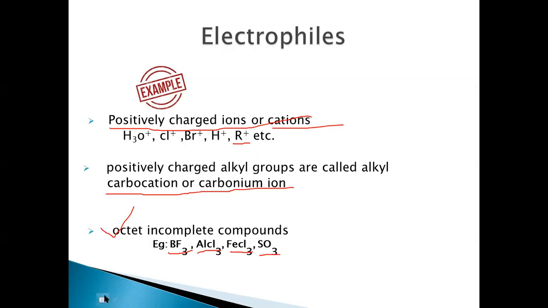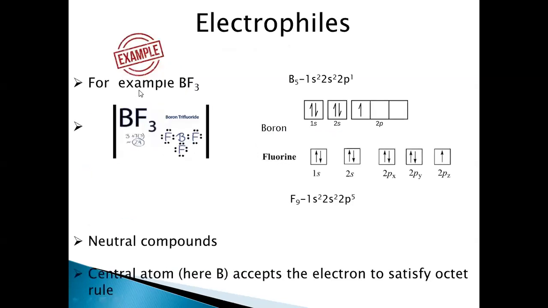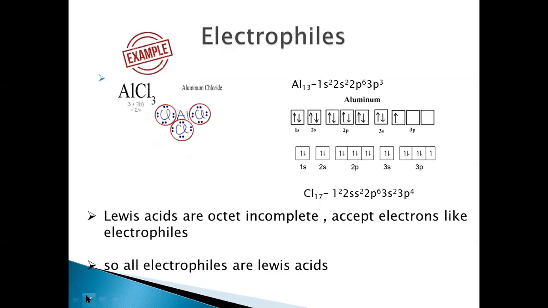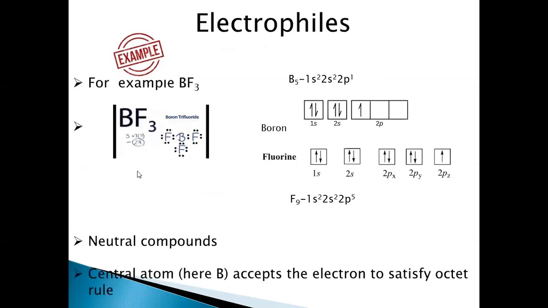So now let's discuss neutral compounds like BF3. This BF3, boron trifluoride: when you look at the electronic configuration of boron, its atomic number is 5. So the electronic configuration will be 1s2, 2s2, and 2p1. So the outermost electronic configuration has 3 electrons here.